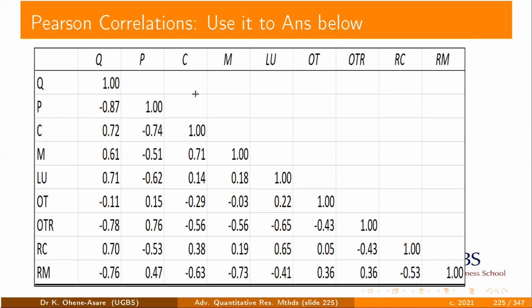So your first question is, tell me 2 pairs of variables that are perfectly correlated. Very simple question. Who can tell me that? 2 variables that are perfectly correlated. Anybody?